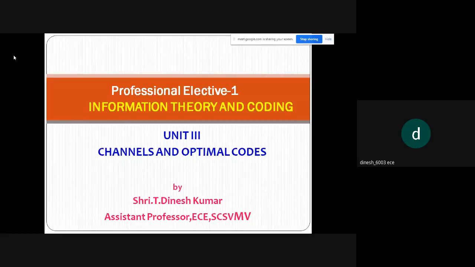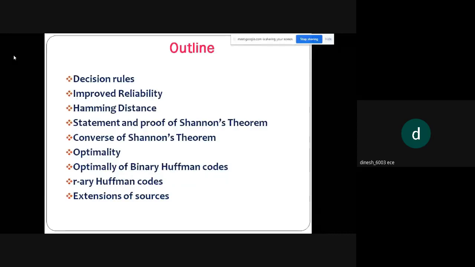Unit 3 is channels and optimal codes. In this unit, what we are going to see are the decision rules for determining the channel, and how to improve its reliability. The channel is always unreliable, so with an example, we'll see how we improve its reliability.